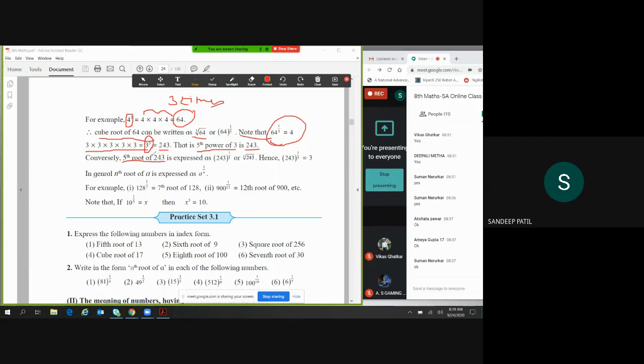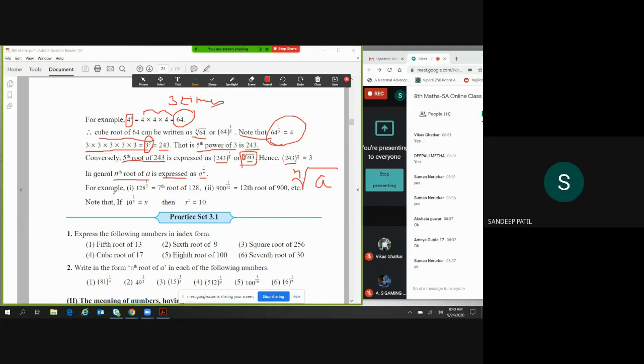Similarly, the fifth root of 243: now we are taking the fifth root of 243, which we can write in two ways, 243 raised to 1/5 or the fifth root of 243. In the radical sign there is 243 inside and outside they have written a small digit 5. So 5 represents which root? The fifth root. So 243 raised to 1/5 is equal to 3. In general, the nth root of any number a is expressed as a raised to 1 by n, or we can write it with the radical sign this way.